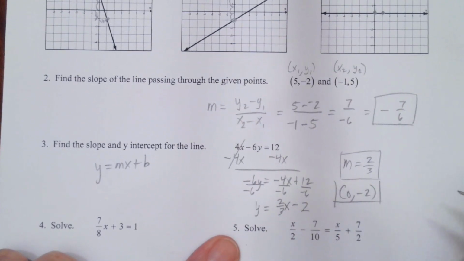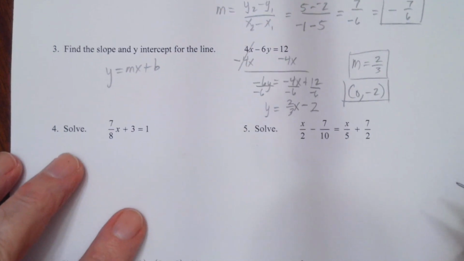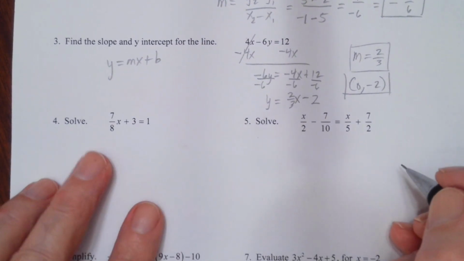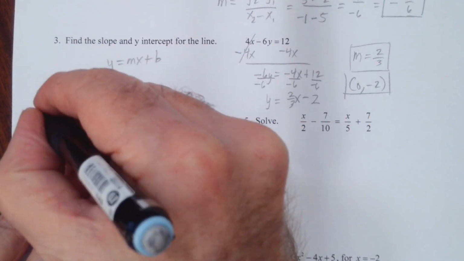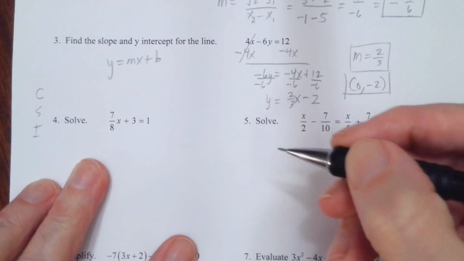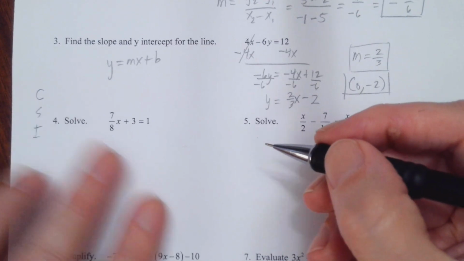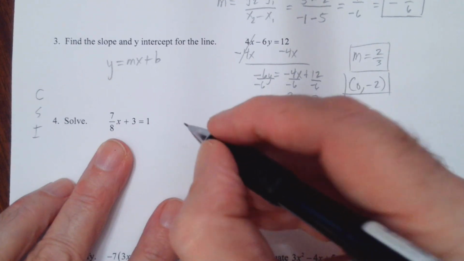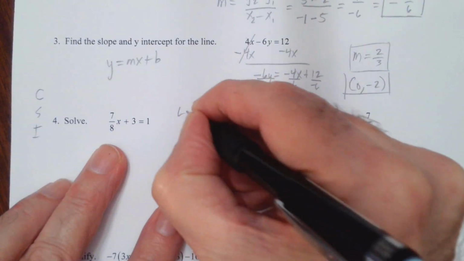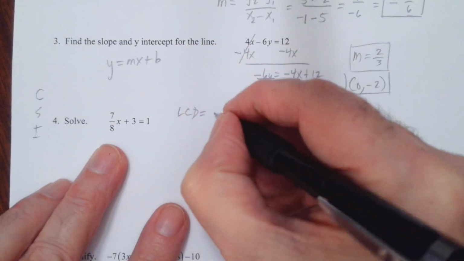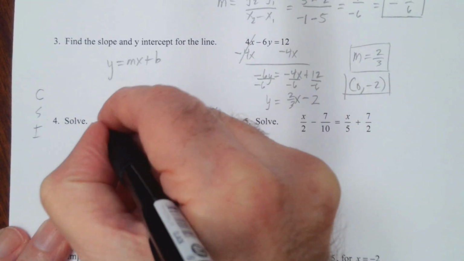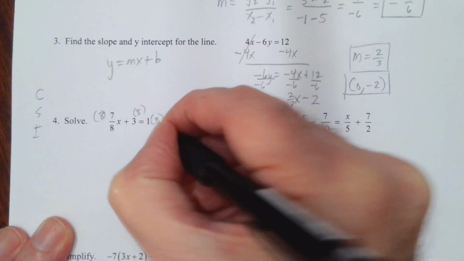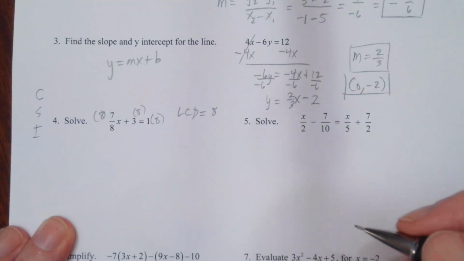Let's move on to number 4. So here we're solving an equation. I'm going to use CSI. So the first thing I do need to do is clear the fractions, and we do that by multiplying both sides of the equation by the LCD. Well, there's only one denominator, so that's your least common denominator. So if I multiply each of the terms by 8, I will clear fractions.